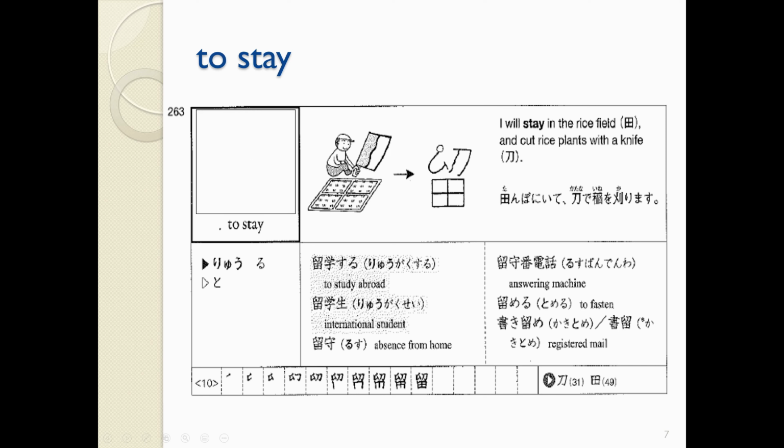So まずは1、2、3、1、2、1、2、3、4、5。6、7、8、9、10。So, これは the 竜 in 留学する.